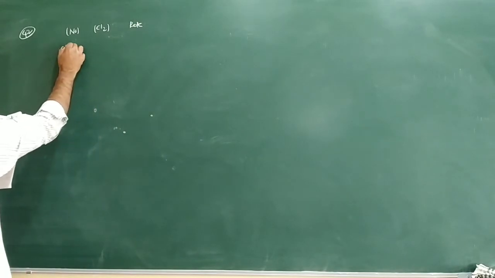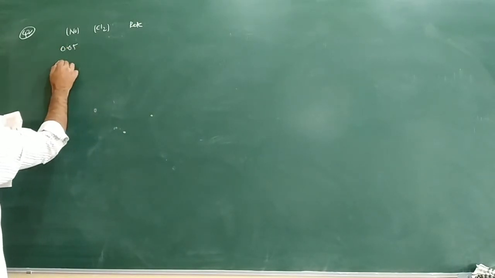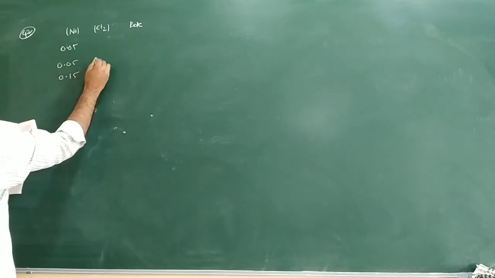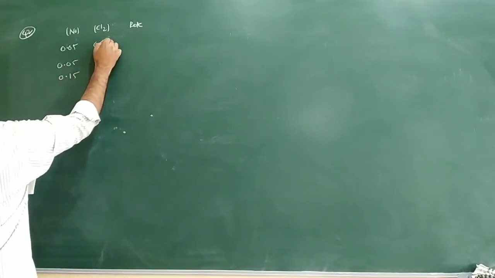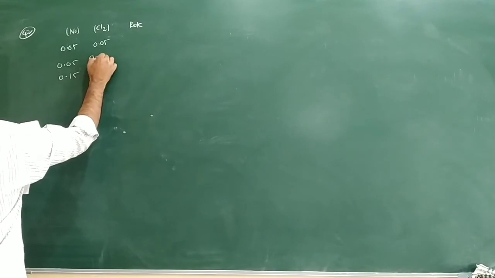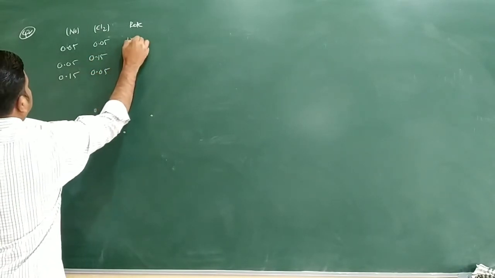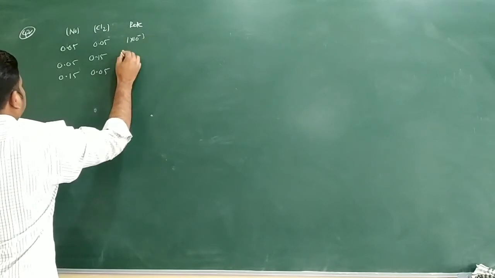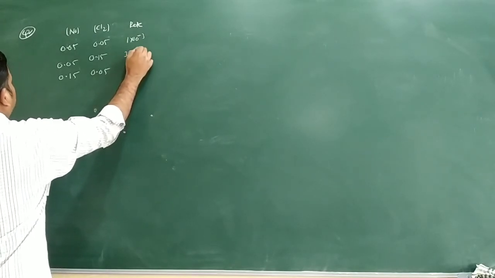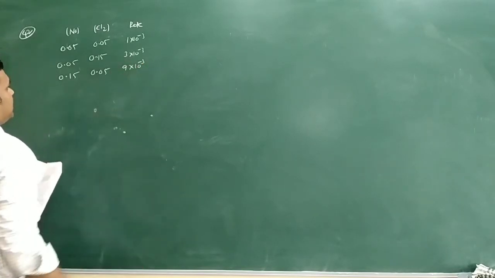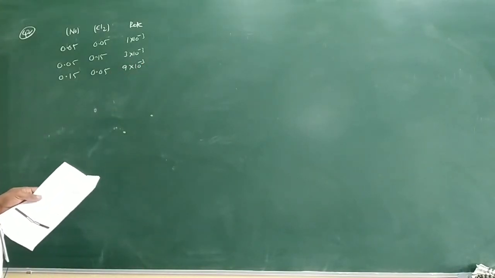This is 0.05, this is 0.05, this is 0.15, again given 0.05, this is 0.15, this is 0.05. The rates are 1 into 10 power minus 3, 3 into 10 power minus 3, and 9 into 10 power minus 3, they have given. Find the order of the reaction.